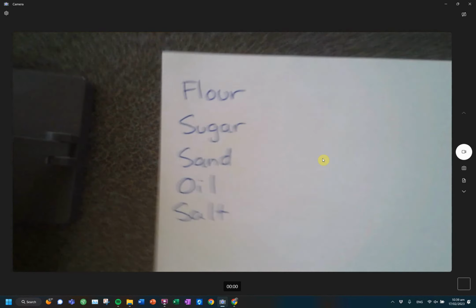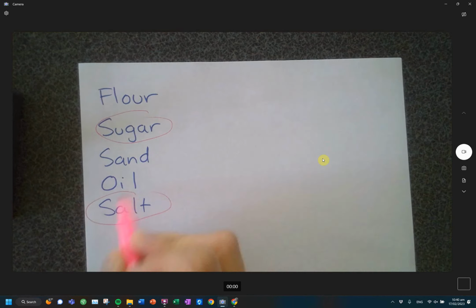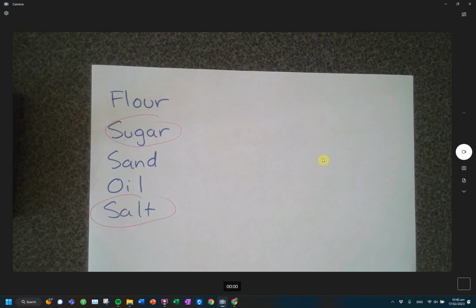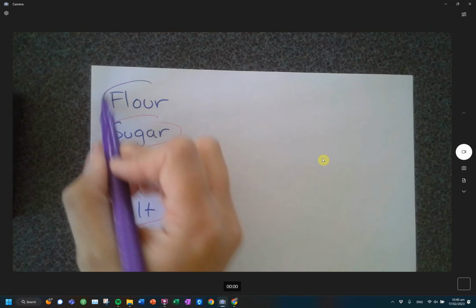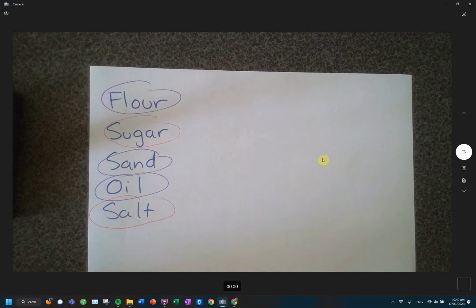All right. So first off, what's my first group? Soluble. Which 2 things are soluble? And then the other 3 are insoluble. So, nice way to recap and learn our vocabulary. So we're talking about solubility in this case.